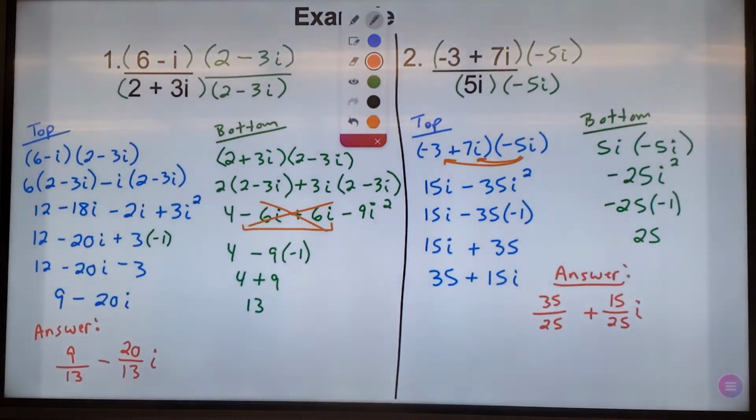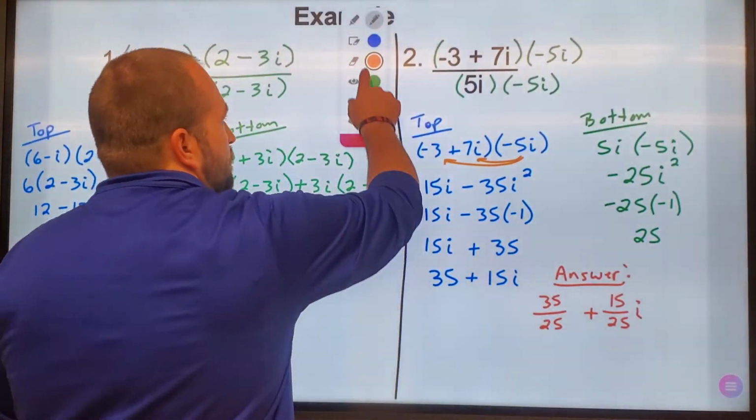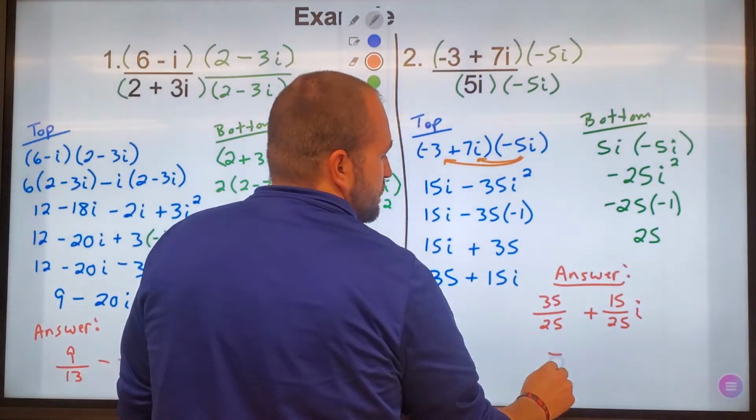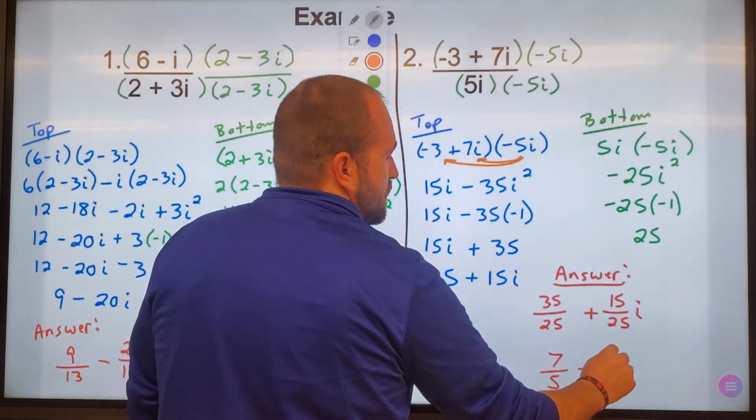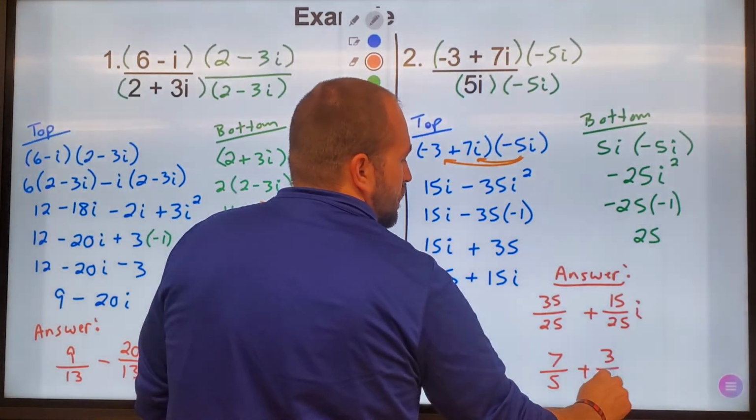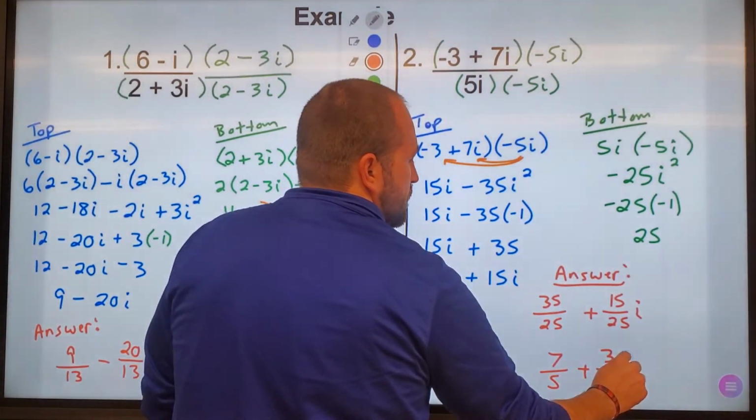But the ones over there on number 2 are not reduced. So I can simplify 35 over 25. I can divide both of those numbers by 5. And then the 15 over 25 can also be reduced by dividing both of those by 5 as well. So this ends up being 7 over 5 plus 3 over 5i.